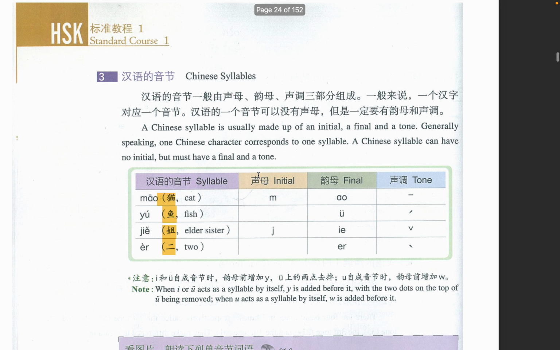Now let's come down below. It says the Chinese syllable is made up of what? The initial, more like consonants. The final, more like vowels. Then we have the tone, which is the tone mark, right? Which is going to tell you how you need to pronounce that particular syllable.